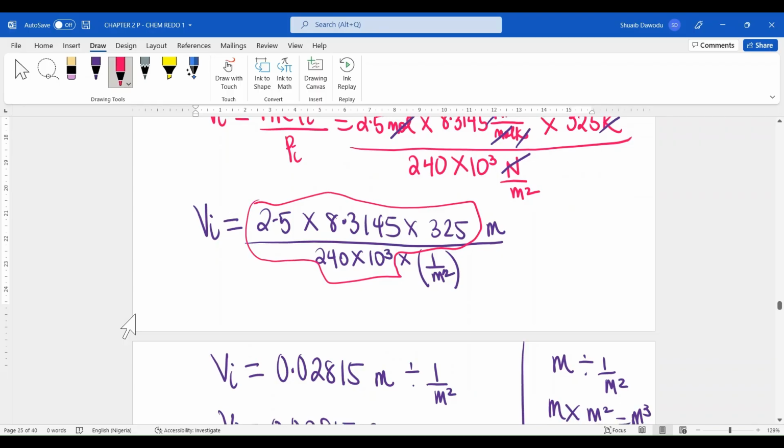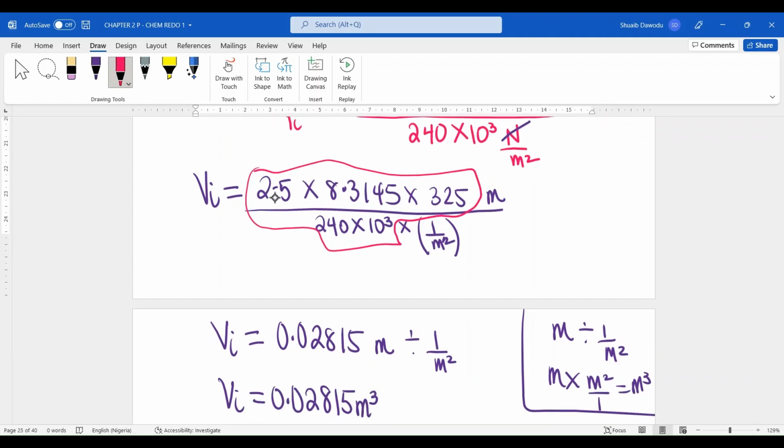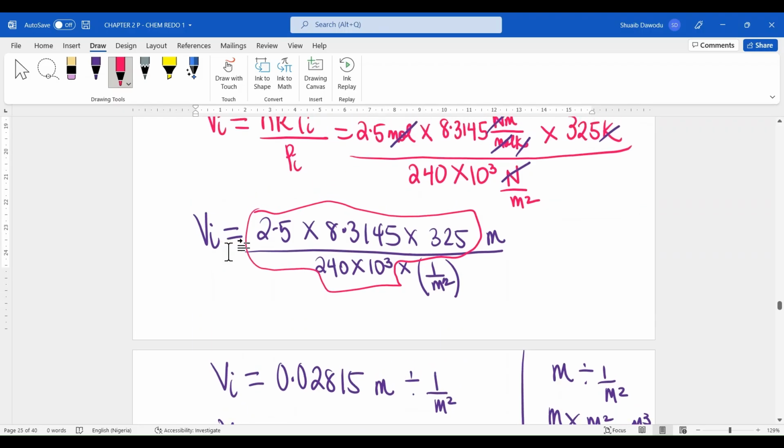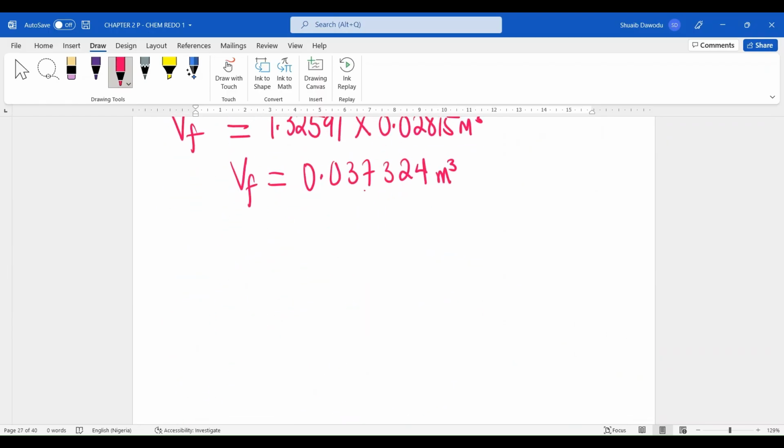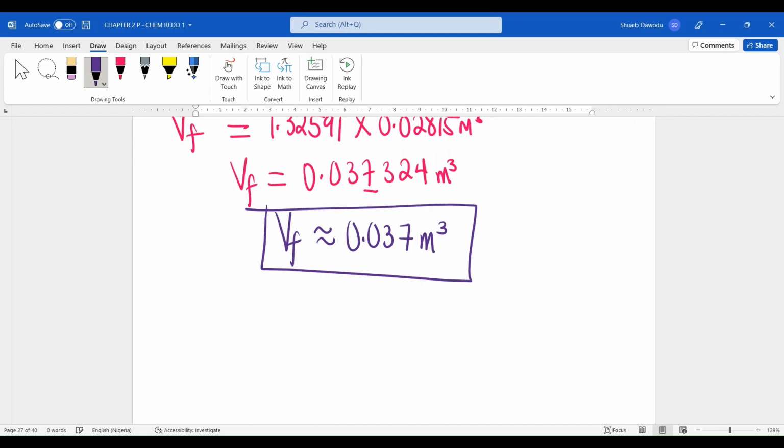two significant figures. The reason I'm doing that is mainly because if you look at the initial volume, the lowest we had was the number of moles, 2.5 moles. And the rule in science is to use the lowest number of significant figures used in the calculation of the problem. So the final answer for V is going to be in two significant figures, and of course, that applies to V final as well. So our V final is just simply going to be approximately 0.037 meter cube. So we have successfully determined the final volume.